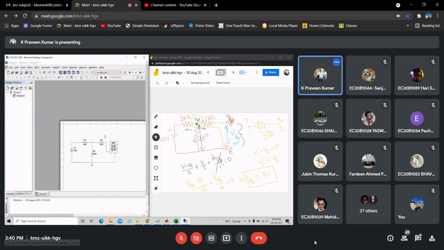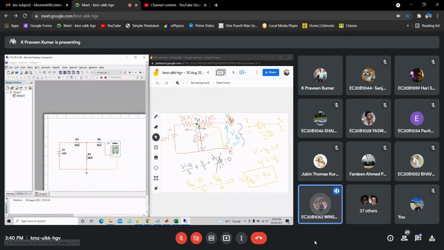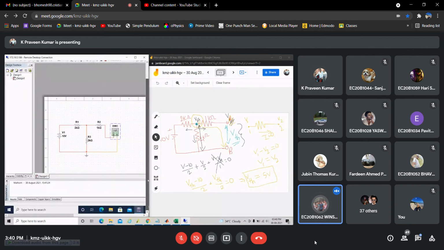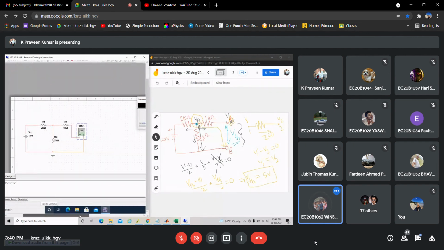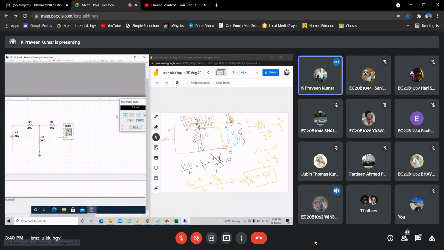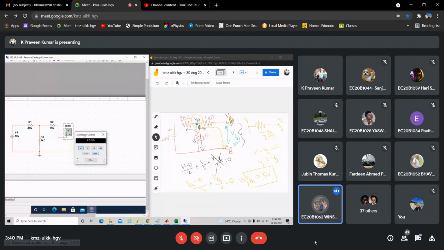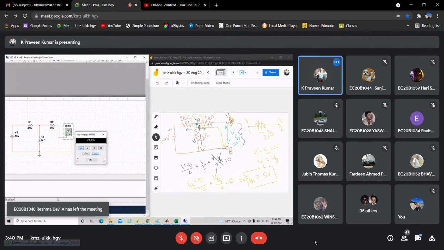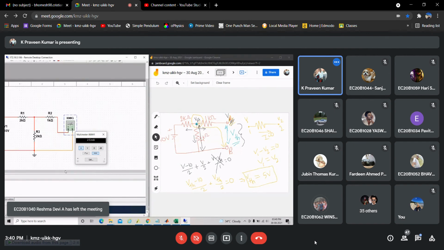Just a minute. Sir, is the multimeter there? Which one, sir? In the sense we use an online simulator, sir. Oh, yes. In that, the multimeter is not there, I think, sir. So what can we do then? Use the voltage probe. That I will show you.